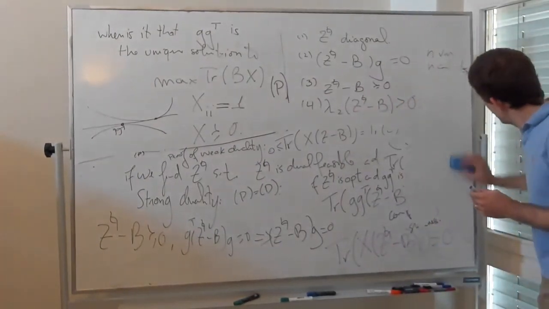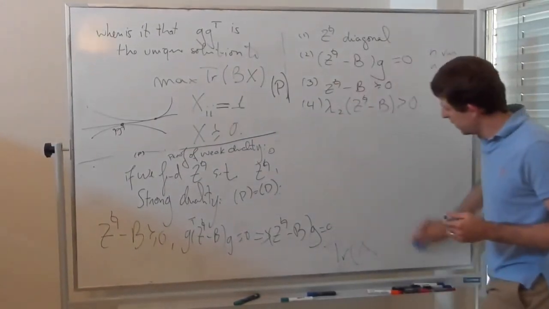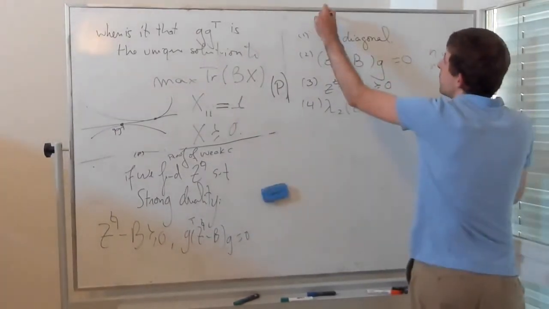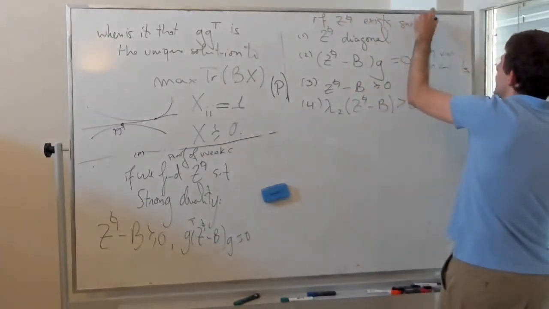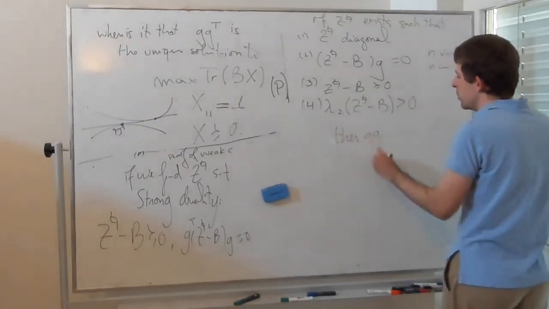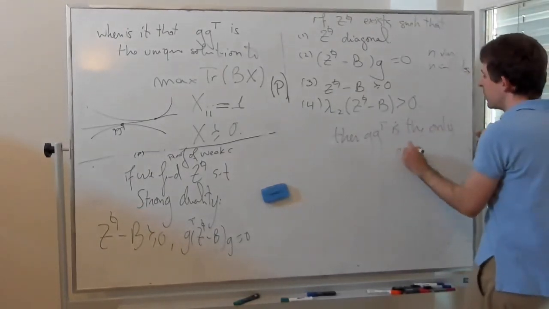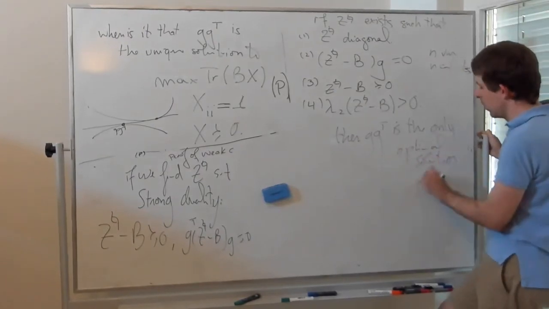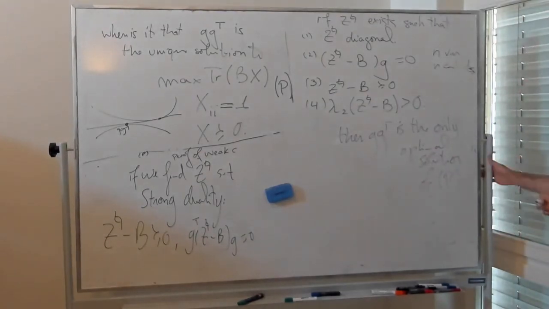And so essentially what I just did is I proved that if such a Z natural exists satisfying this, then G G transpose is the optimal solution. It's the only optimal solution of the problem P, of the primal problem.